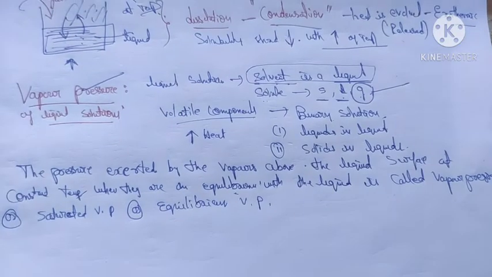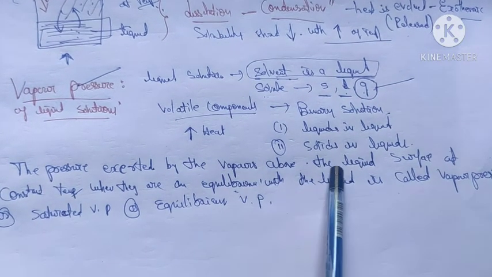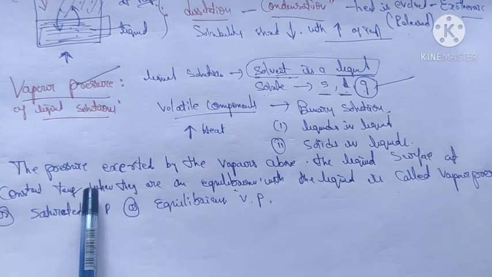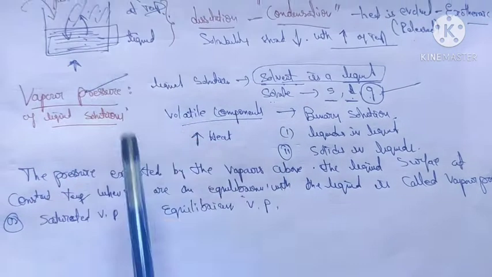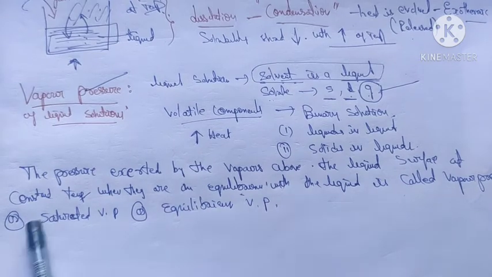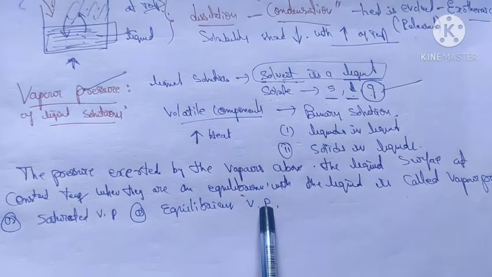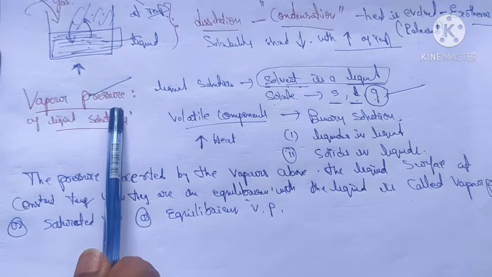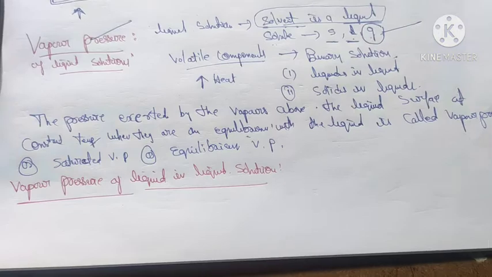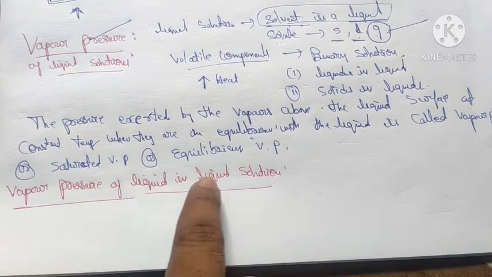Let me repeat it. The pressure exerted by the vapor above the liquid surface at constant temperature, when they are in equilibrium with the liquid, is called vapor pressure, either saturated vapor pressure or equilibrium vapor pressure. So let me go to the vapor pressure of a liquid in a liquid.